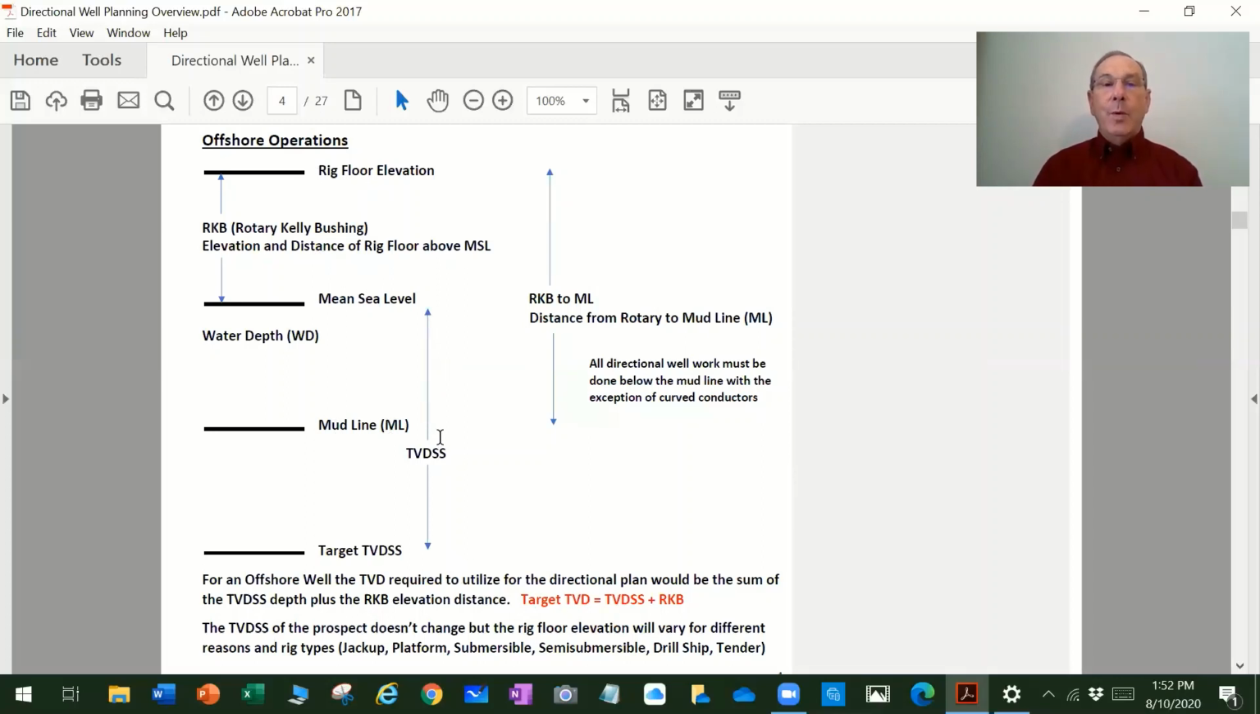Another very important distance, I would call it, it would be the RKB to the mudline distance, which is going to be important because in general, we can't do directional work until to some depth below the mudline. The only exception to that I'm aware of is when we use curved conductors in our jacket construction, that allows us to maybe have somewhere between 0 and 10 degrees at the mud line because we have curved conductors installed in our jacket when it was built.